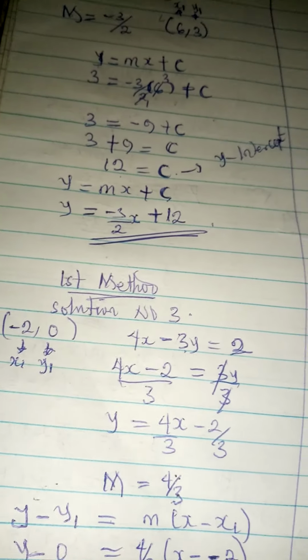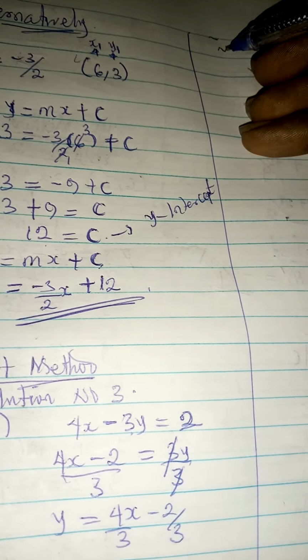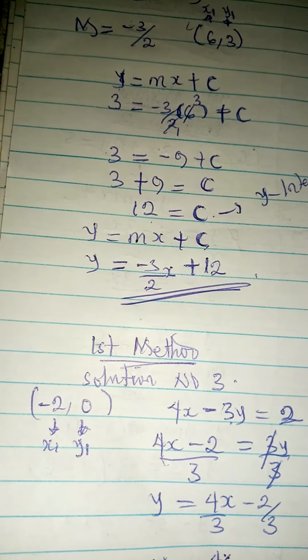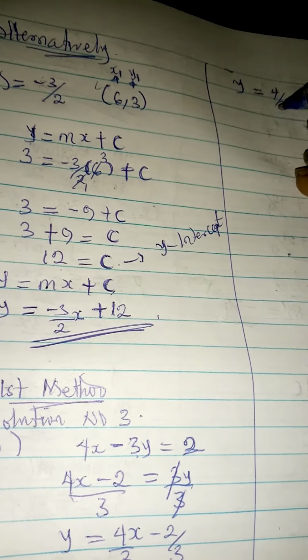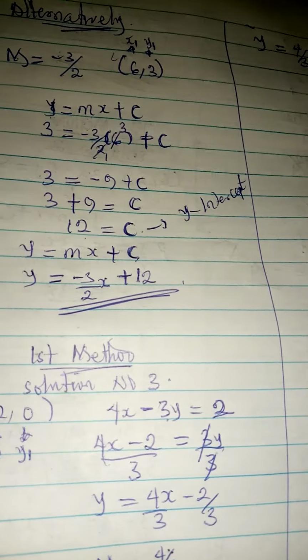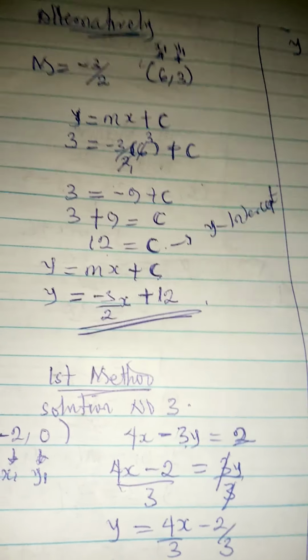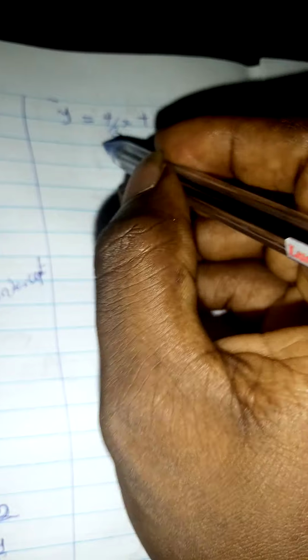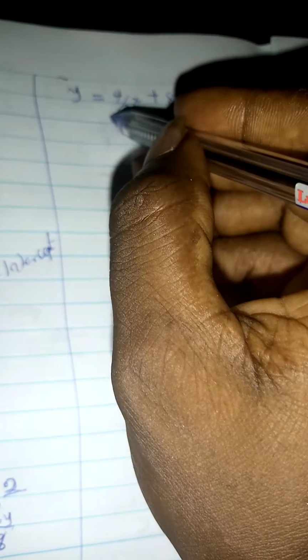So y minus 0 is y, so there is no need of carrying anything over. So y equals, so let me open the bracket, 4/3 times x, 4/3x plus 4/3 times 2. 4 times 2 is 8/3, and then that settles it. And we are done with this.